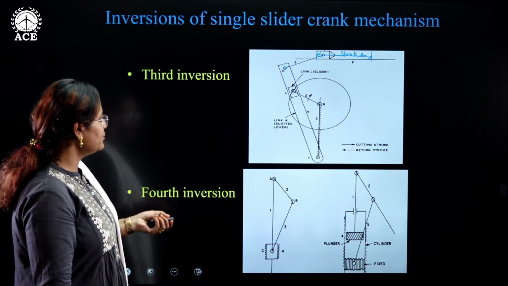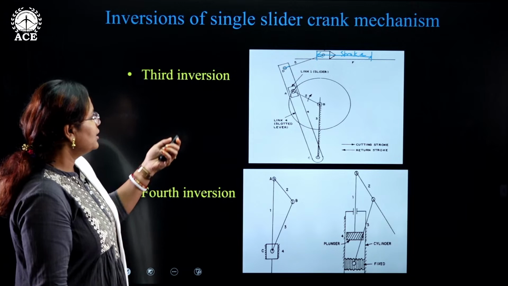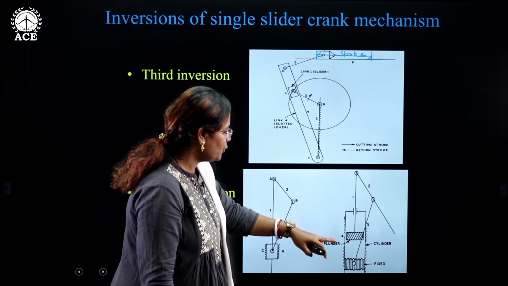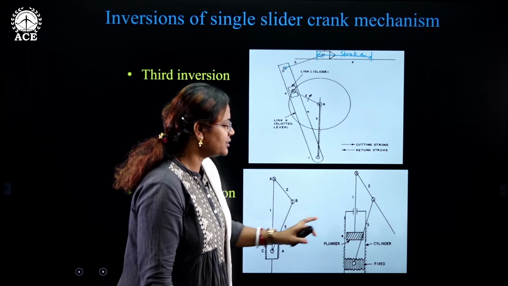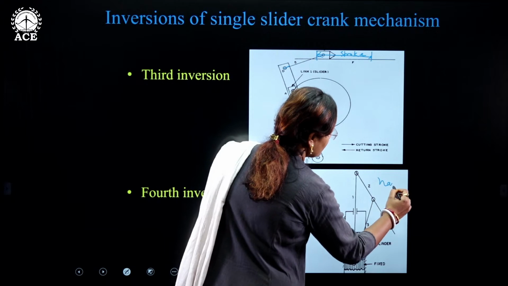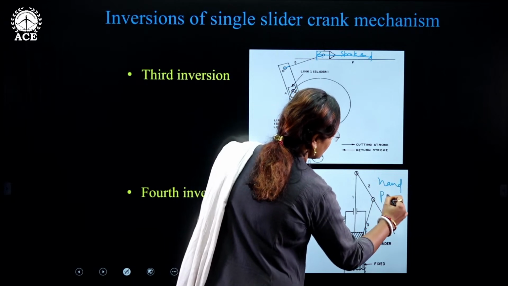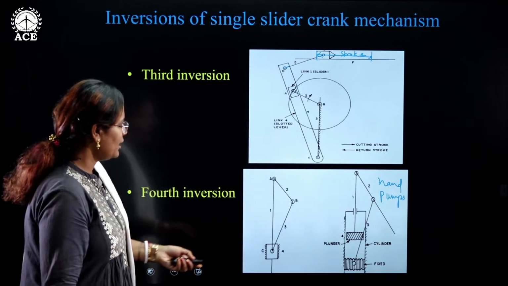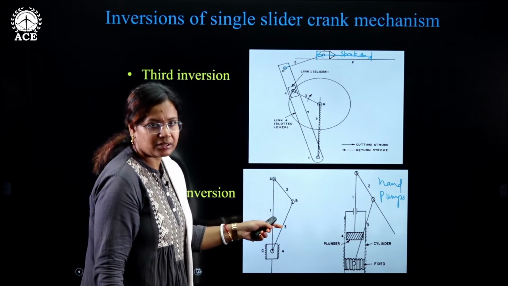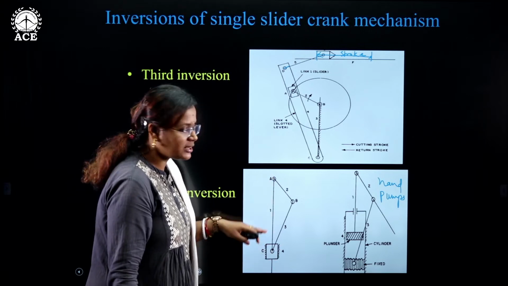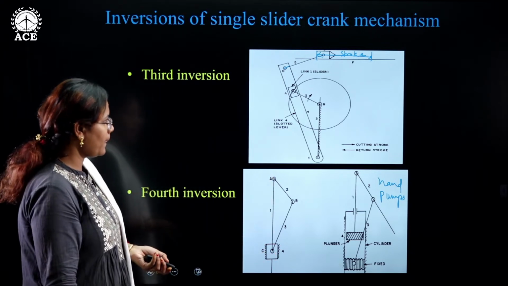You can see the fourth inversion. The fourth inversion is where you have the slider as fixed. It is used in hand pumps. The slider is fixed here, very much evident in the diagram itself. The fourth inversion where the fourth link or the element is fixed.